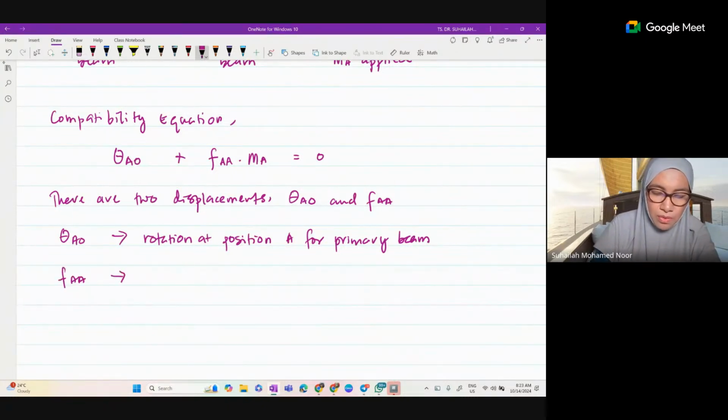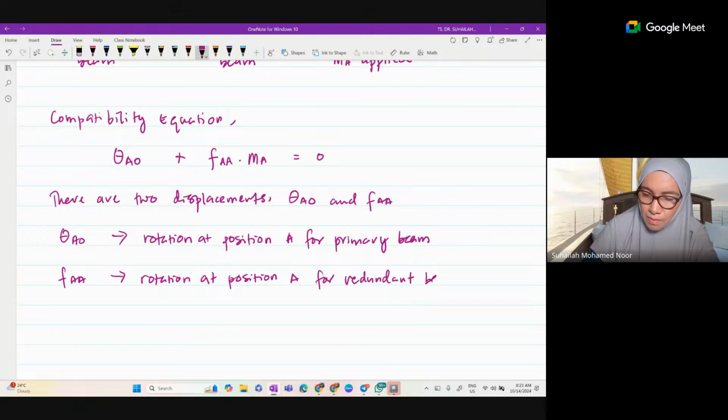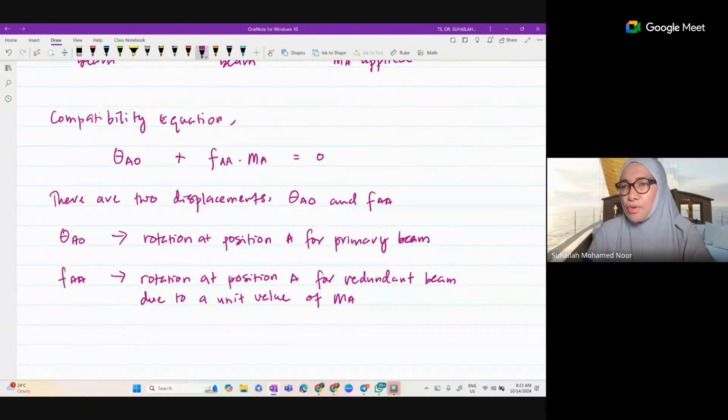And what is FAA? This is also rotation at the same position, at position A, for the redundant beam due to a unit value of MA, the redundant. So that's the physical meaning of theta A naught and FAA.